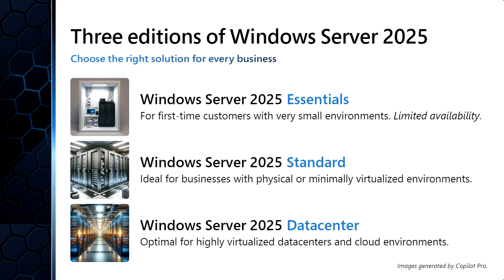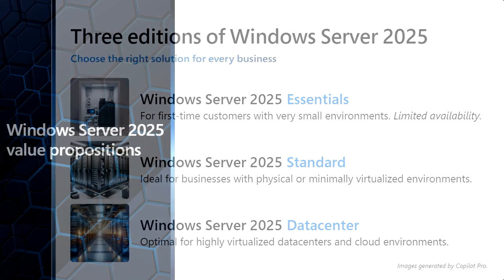So again, Essentials: small businesses, no virtualization. You got your Standard: mostly physical on-prem, very little virtualization as well. And then you have your Data Center, which is majority virtualization, very little on-prem.